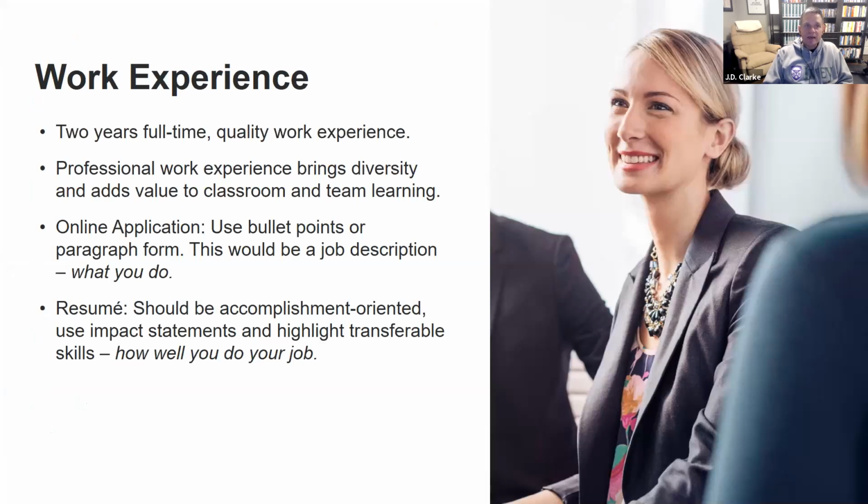So work experience. Again, we look at 2 years minimum work experience post-graduation, professional level work experience. Really, it brings diversity and adds value to the classroom and team learning. In our program, there are two ways to convey your work experience. There's an online application, and most programs will have one. For most programs, this is where you describe, chronologically, when you had each job, and you put a few bullet points in about your job description.